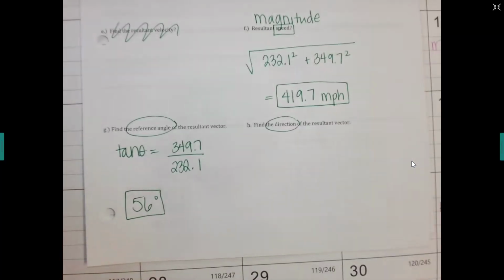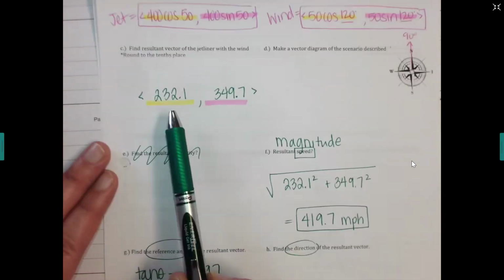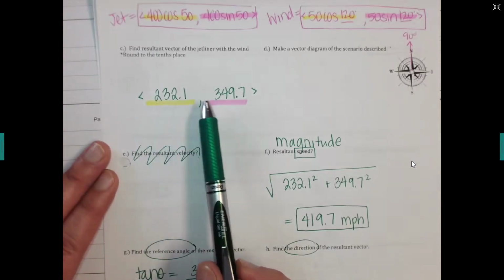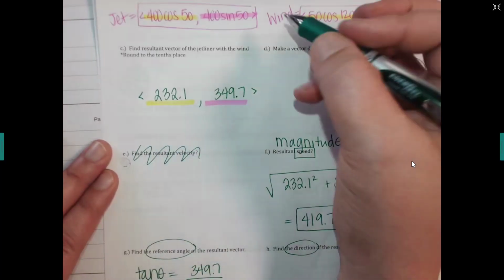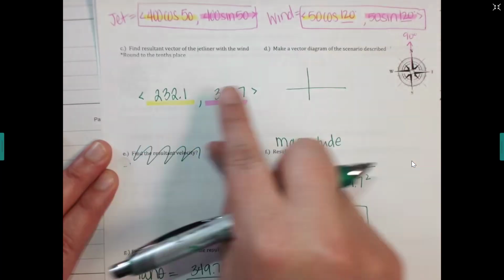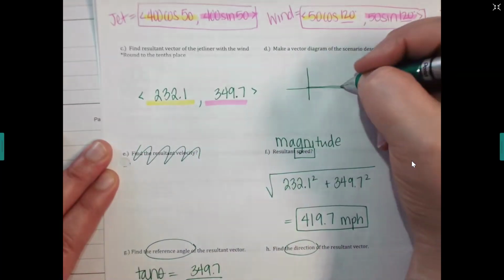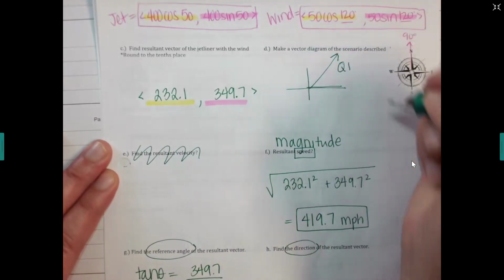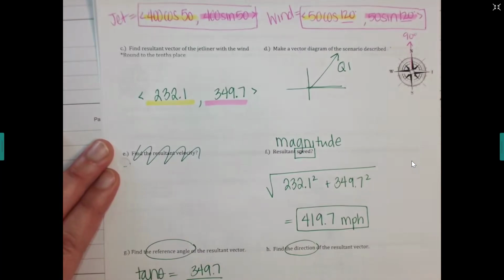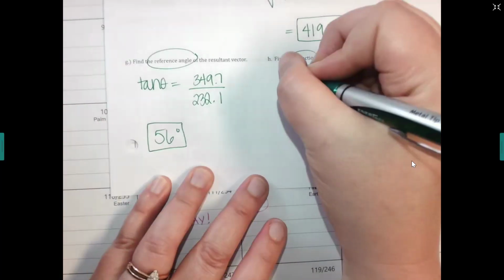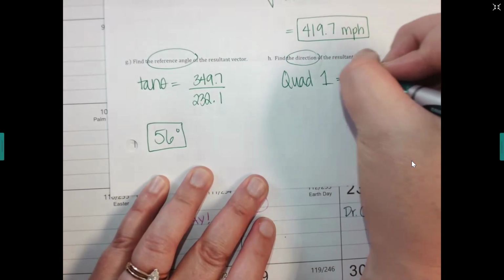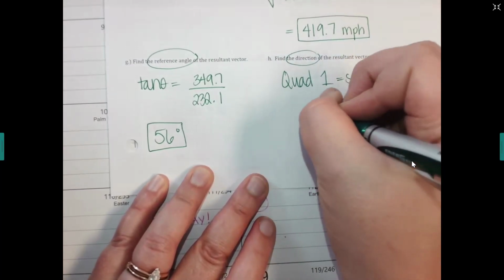Then the final step is asking you to consider direction. Remember, direction is that little chart, and it depends on what quadrant. It is going to say 56. Here's why. Go back and look at your vector. What type of numbers were the x and the y? They're both positive. So if I were to graph this, I would go to the right 232, up 349, and my vector would be in quadrant 1. And remember, in quadrant 1, they stay the same. So I'm going to put here quadrant 1 equals the same. So it's still 56.